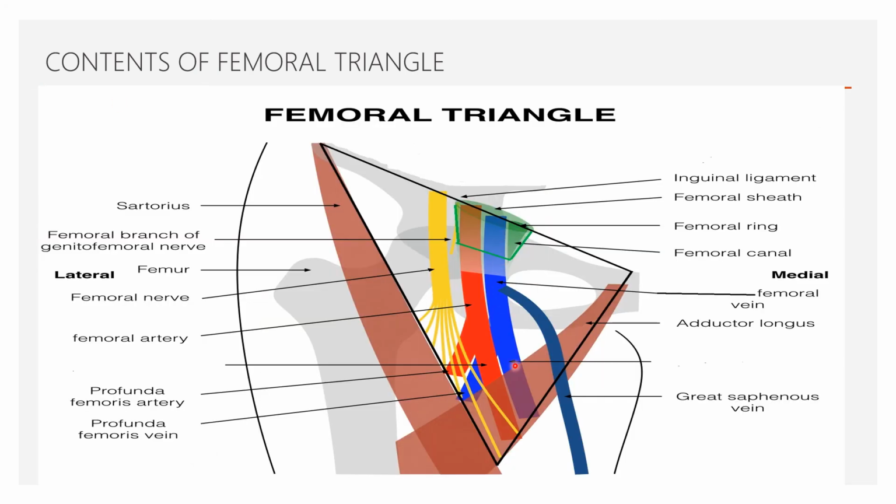This is another picture showing the contents of the femoral triangle. You can see this is the femoral vein with its tributary, the great saphenous vein. Second content, the femoral artery with its branches. Third content, the femoral nerve with its branches. You can see this green colored structure. This is the femoral sheath which covers the upper 2 cm of the femoral artery and vein. And another content present on the lateralmost side of the femoral sheath is the genitofemoral nerve.